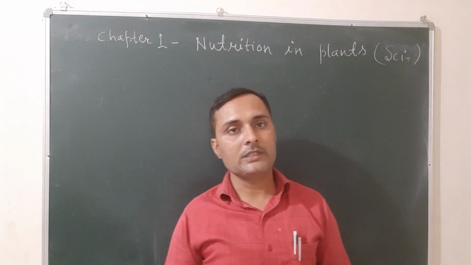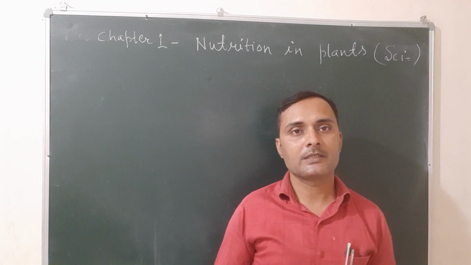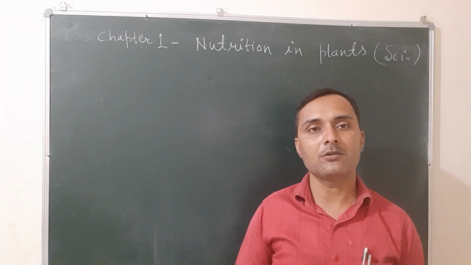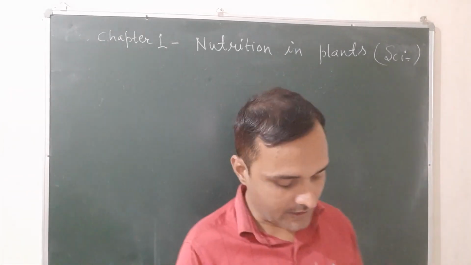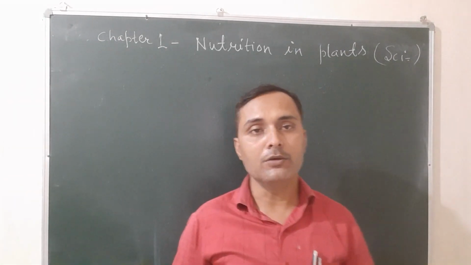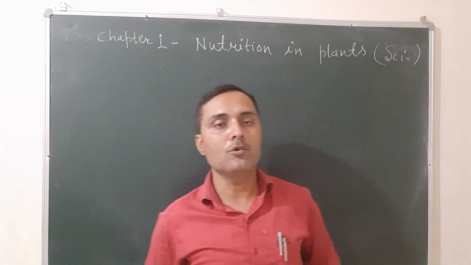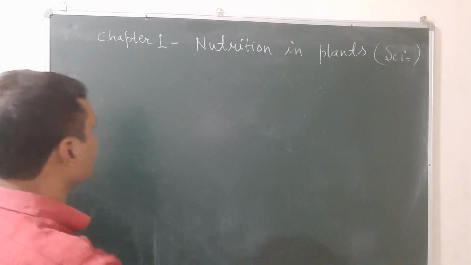Good morning students. In this class we are going to start chapter 1 of science, that is nutrition in plants. So in this class we will discuss some basic terms that are given in your book. You can see, page number 7, that is nutrients, nutrition, autotrophs, heterotrophs and mode of nutrition. First of all, you have to know some basic terms in this chapter.